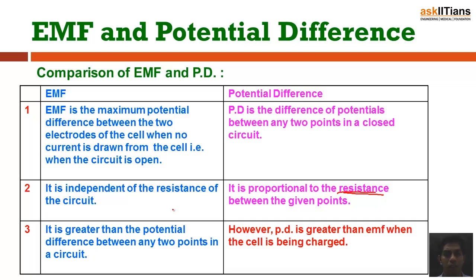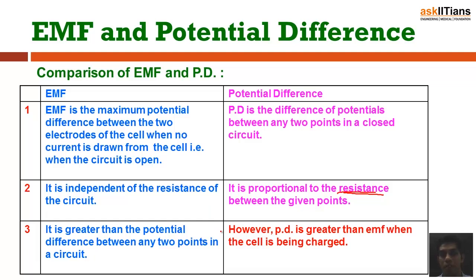The next point of difference is that EMF is greater than the potential difference between any two points in a circuit. Obviously, because the EMF of a cell is the ultimate driving force, and that potential gets dropped as the current moves in the circuit and ends up back in the cell. So any potential drop in the circuit has to be less than the electromotive force.